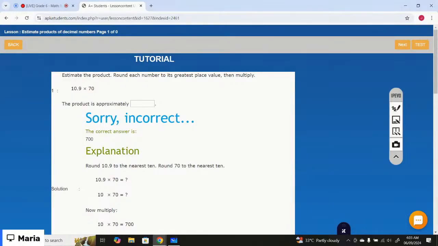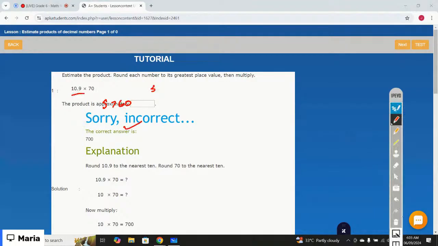That is 10.9 times 70, right? You have to round each number to its greatest value and then multiply. So let's just start with the first one, that is 10.9 times 70. So round off the number 10.9, right? 10.9, you have to round it to the decimal.